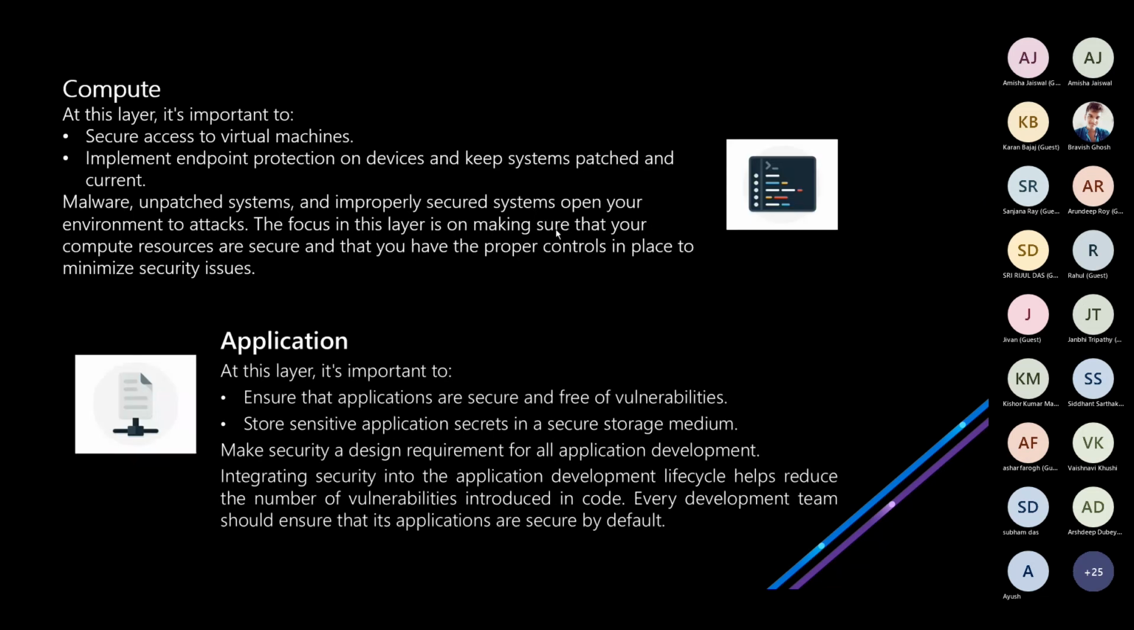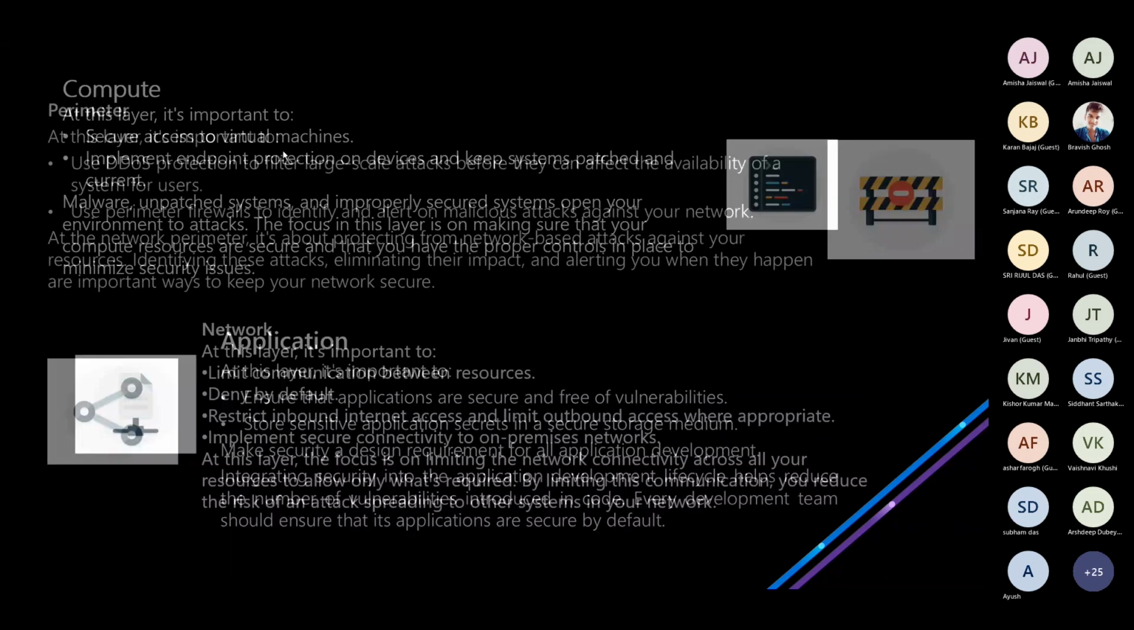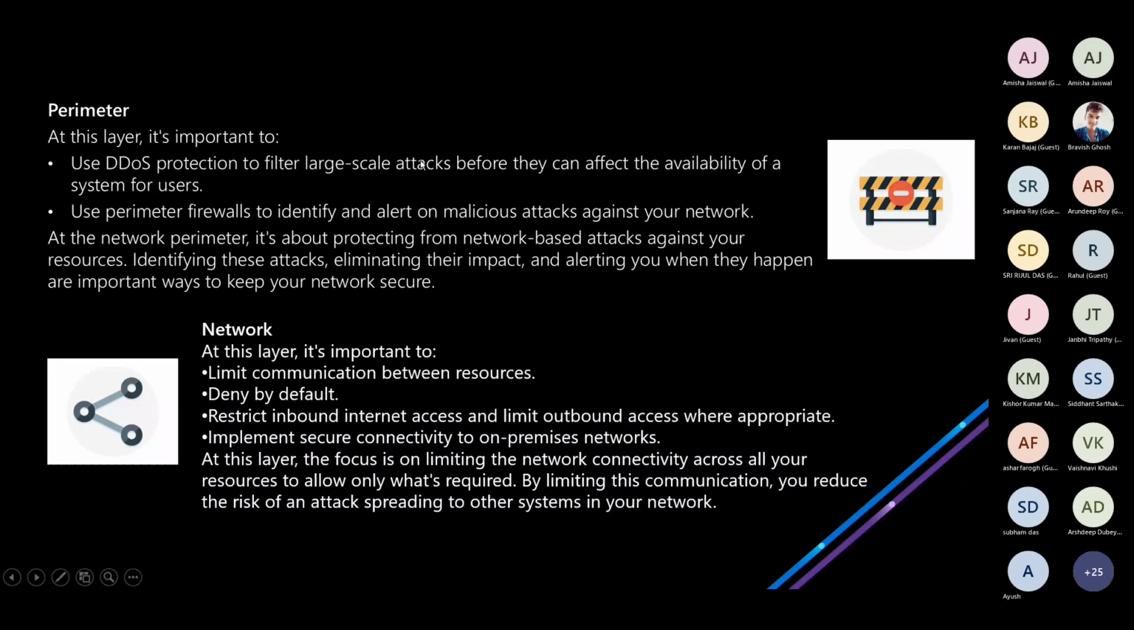Next is network. At this layer, it's important to limit communication between resources, deny by default, restrict inbound internet access, and limit outbound access where appropriate. Implement secure connectivity to on-premises networks. At this layer, the focus is on limiting the network connectivity across resources to allow only what's required. By limiting this communication, you can reduce the risk of an attack spreading to other systems in your network.